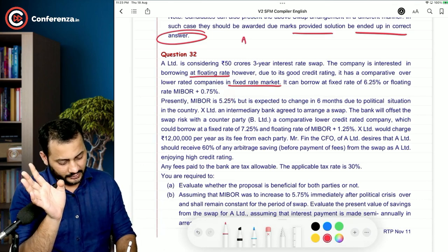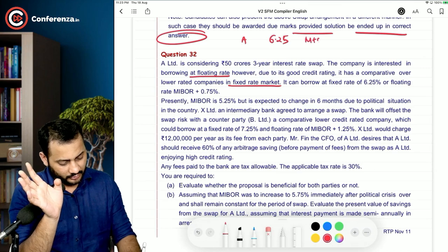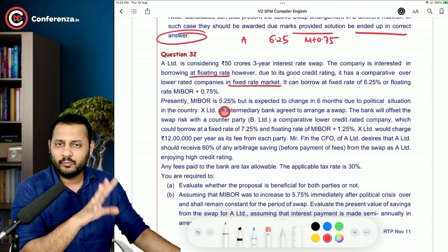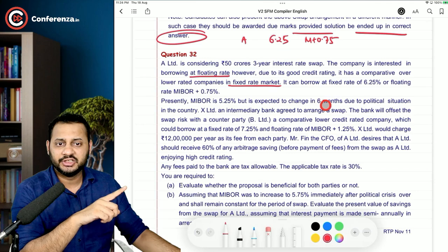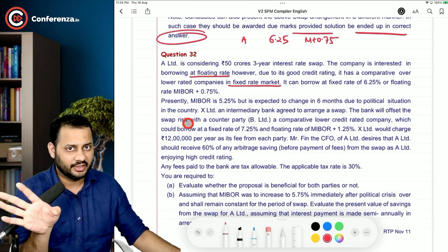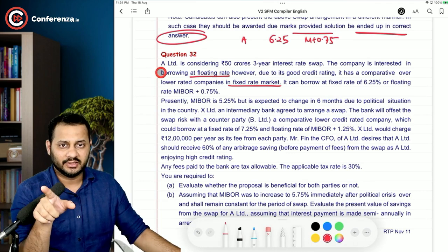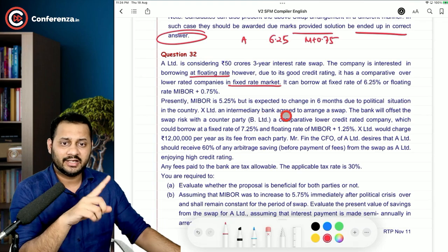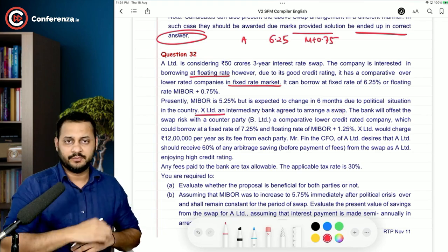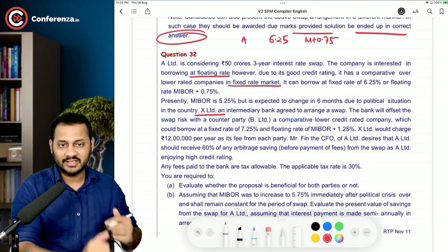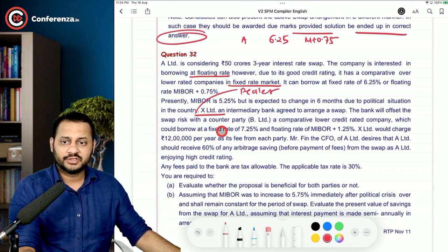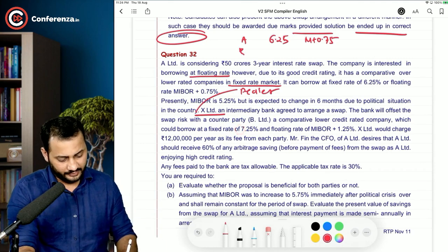So A Limited: 6.25 and MIBOR plus 0.75, so fixed and floating rate. Presently MIBOR is 5.25%, but it is expected to change in 6 months' time due to the political situation in the country. X Limited, the other company, this was A Limited, now this is X Limited, an intermediary bank, agreed to arrange a swap. So this is the intermediary, financial institution, dealer we can say. The bank will offset the swap risk with a counterparty, B Limited.